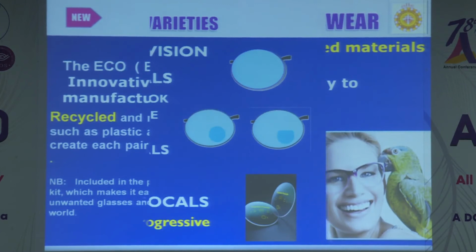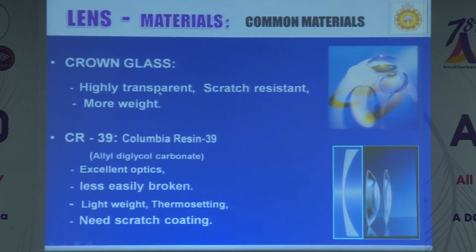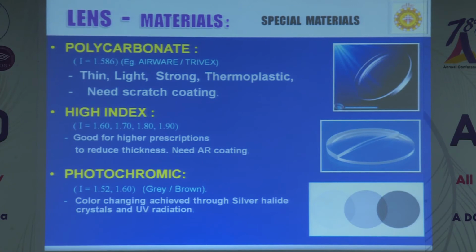And lens varieties: it can be single vision glasses, like for hypermetropia and myopia, or bifocal. With upper part round, that's called Kryptok; with upper part D flat, that means D bifocal. Trifocals are out of the market. Now it is mostly either progressive or multifocal. For lens material, the time-old one is crown glass, which has good clarity, but the only problem is it can break. Then came CR39, or Columbia Resin 39, ordinary plastic lenses, with less weight, but scratching is the problem. Then came polycarbonate, and now the market is dominated by polycarbonate. It's lightweight and will never break, and scratching is also not a problem, but the price is a little high.